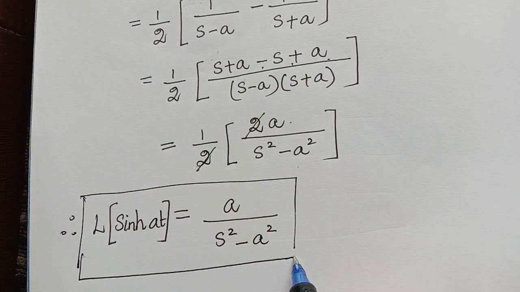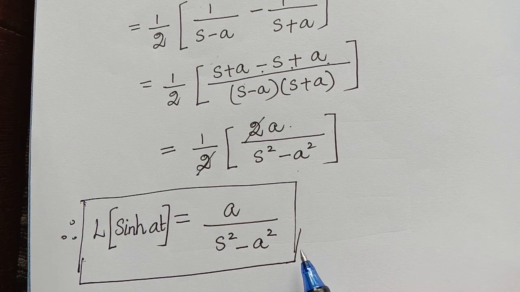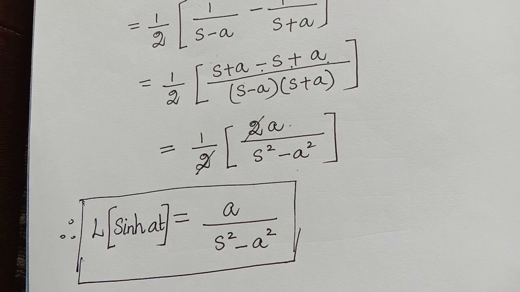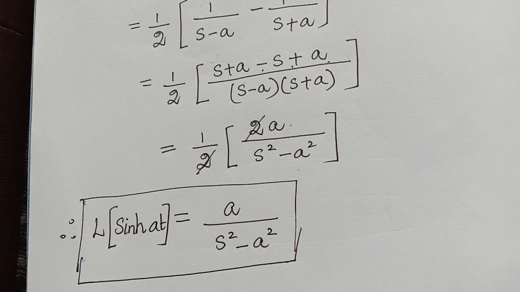So hope you have understood both the results, result 4 and 5 on hyperbolic function. Next we will learn result 6 and 7, where we will be finding the Laplace transform of sin at and the Laplace transform of cos at.